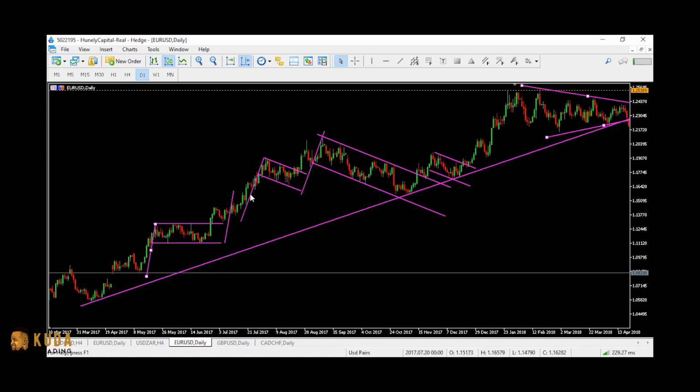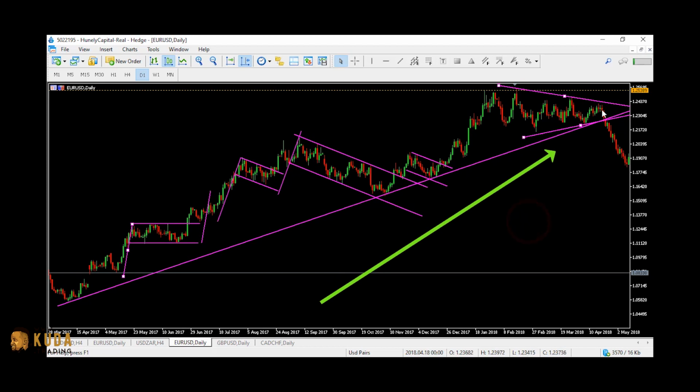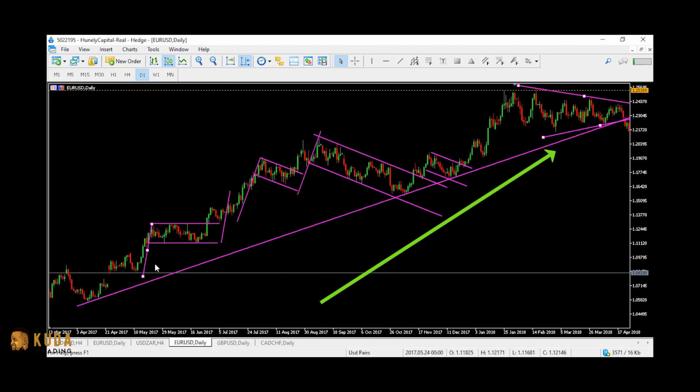So this is the flagpole, and that's the flagpole's extension. And then after it goes up, it retraces again. Notice that this line here is perfectly parallel to that line. Then after consolidation, because it's a flag, we know that the market is going to break out and continue to go in an upward direction. This is the euro dollar chart, from April 2017 all the way through to April 2018. The euro dollar was very bullish, and what was helping sustain that bullish momentum were a series of these bullish flags, right?